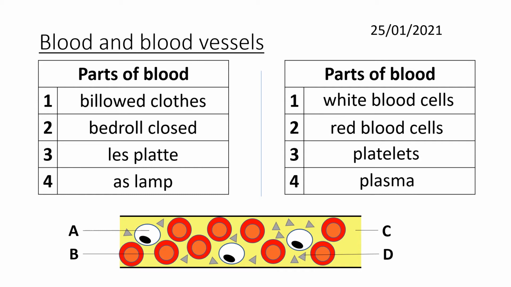So in terms of A, B, C, and D, what you have is A is a white blood cell, B is a red blood cell, C refers to the yellowy liquid, which is the plasma, and D refers to the platelets. And we're going to have a look at their structure and function.